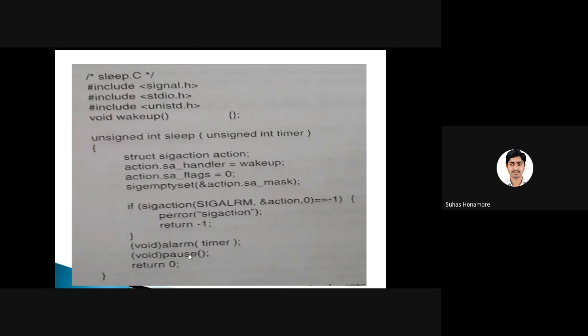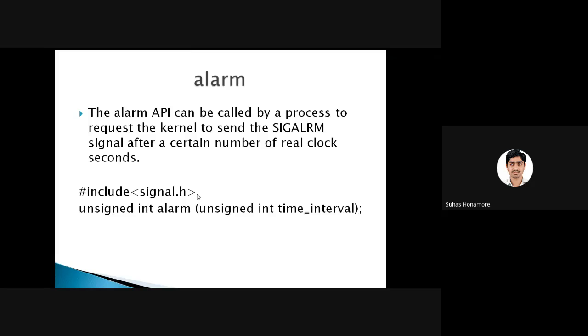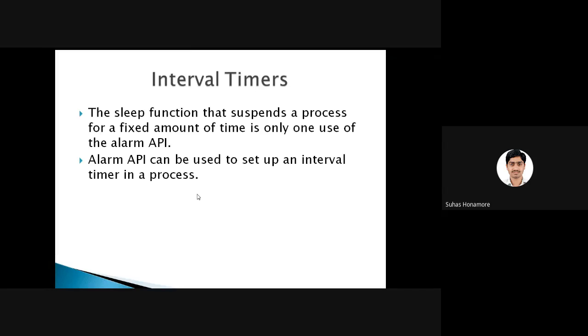Whenever it was paused, because of that signal the process was awakened. If you want to do any task here, you can do it, but here we're not doing anything, we're just returning. So that's how sleep is implemented using the alarm API. This is one of the uses of alarm. Like this, we can also use it as interval timers, but here we are calling it the sleep function.